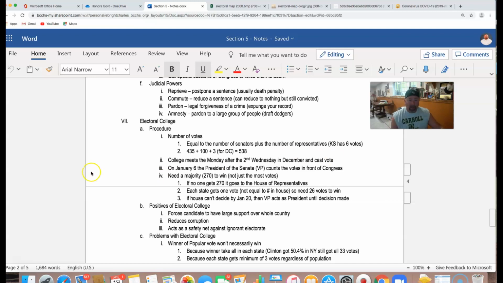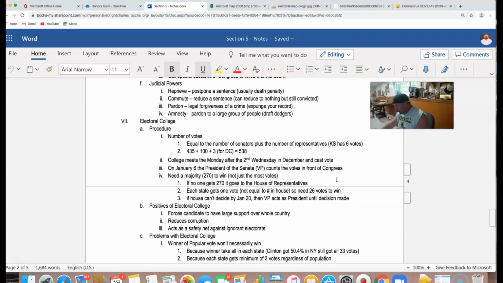Okay, so they will meet on this Wednesday in December to actually cast their vote in Washington, D.C. They'll literally travel there. On January 6th, the President of the Senate, who of course is the Vice President, counts the votes in front of Congress. You need 270, not just the most. That would be a plurality. We don't have that here. But if there is a plurality, then the House of Representatives is going to elect the President. That's happened twice, in 1800 and 1824. Thomas Jefferson and John Quincy Adams were both elected by the House.